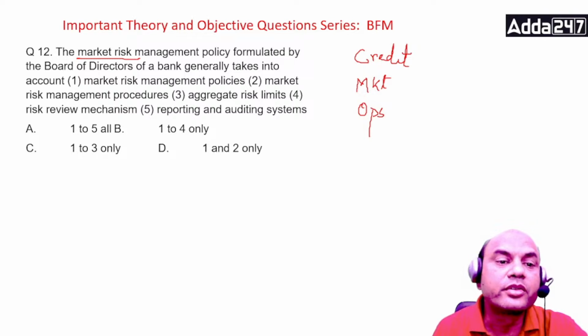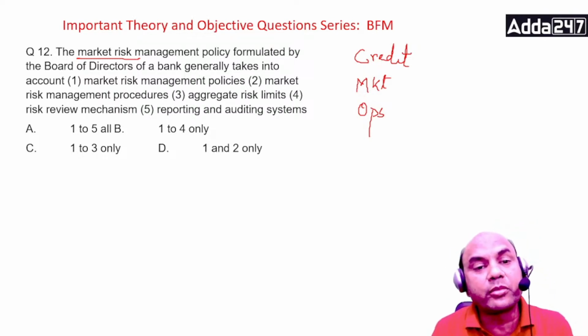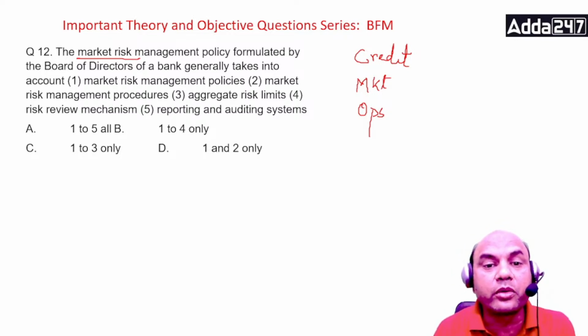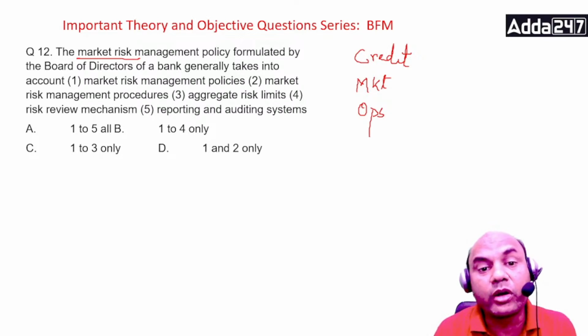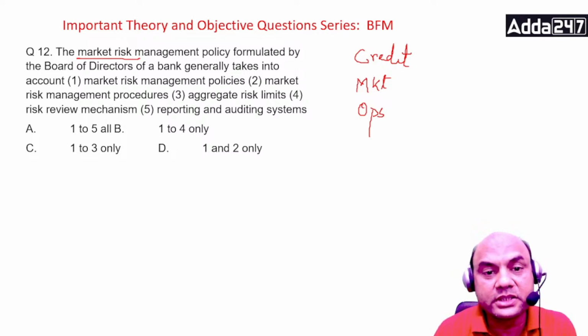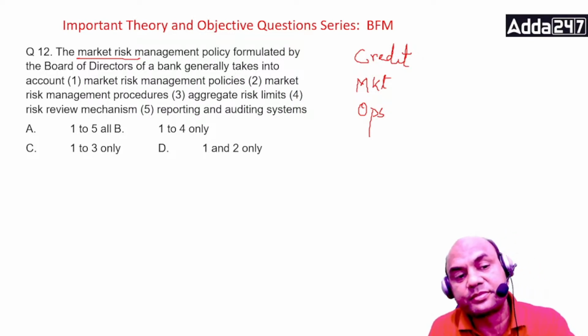Now this market risk management policy formulated by a board of directors. Here there is an important hint. Any policy is formulated by board of directors. Now what are the parameters it takes into account? On what basis does this board decide? Market risk management policies, market risk management procedures, aggregate risk limits, risk review mechanism, and reporting and audit systems.